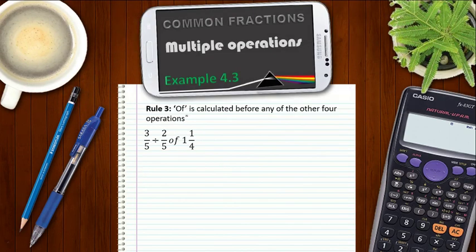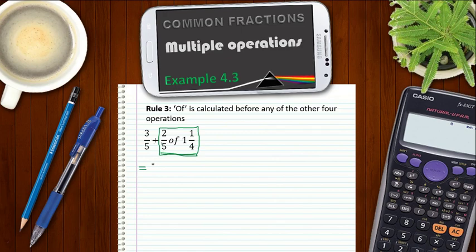Then for the third rule, "of" is calculated before any other of the 4 operations. So that means whenever you see "of" here, you have to do that calculation first. So here we just rewrite and see here's a division. Now this is also a common mistake. Don't change this division to a multiplication and swap these two around, because this whole calculation is fixed together. So that division actually applies to all of this inside this block here. So you first have to do the "of" calculation, and then you can do the division.